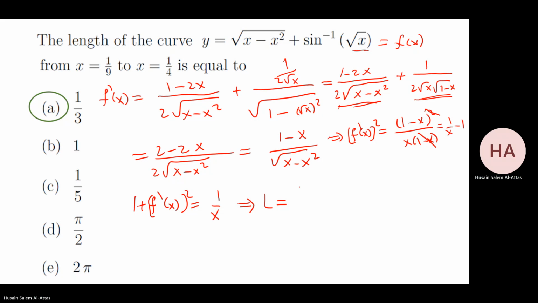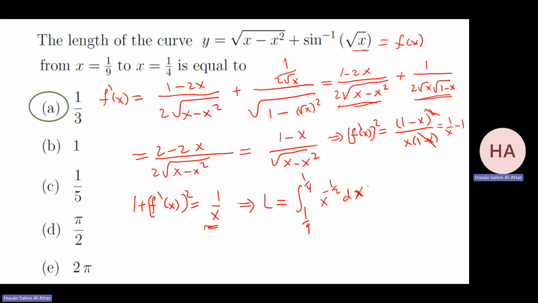That will be 1 over x. So L will be from 1 over 9 to 1 over 4 of what? Of 1 over x dx. No, it will be under the square root. So x to the power minus half dx. The square root of this, which is x to the power minus half.